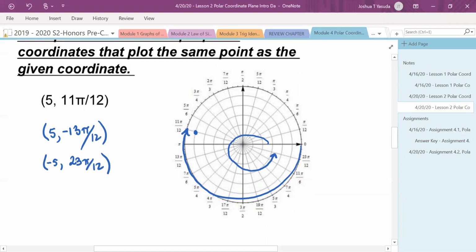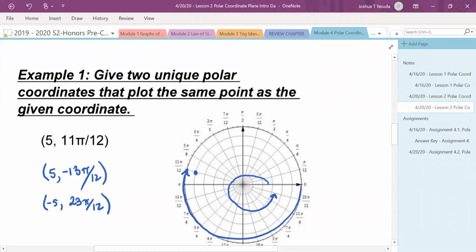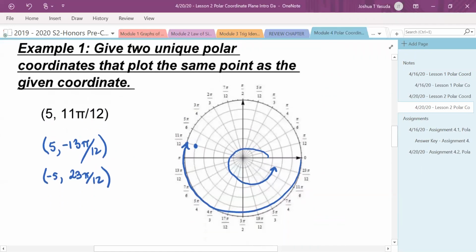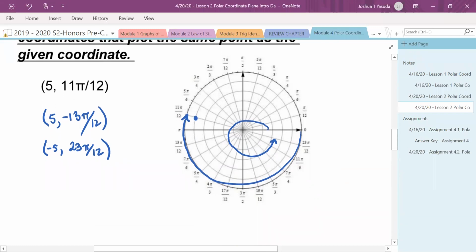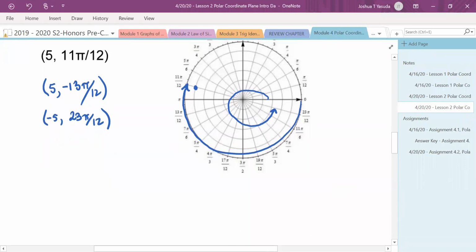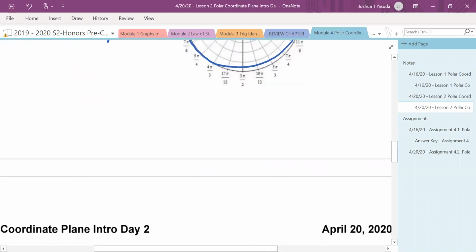Now there are obviously lots of other ones you could pick, but those are the two that I'm going with. They are two unique polar coordinates that would graph the same point. Okay, hopefully that's making sense. If not, send me emails, talk to me through Canvas or Remind, and just ask me questions about plotting points. But we're going to move on.